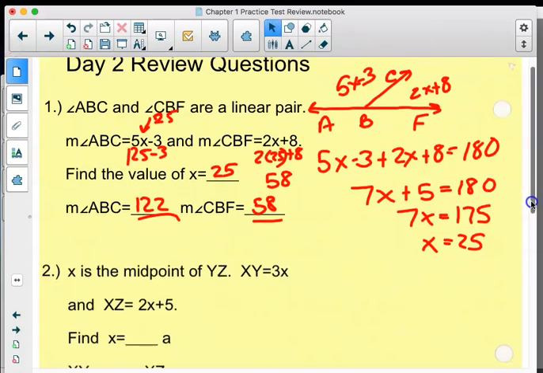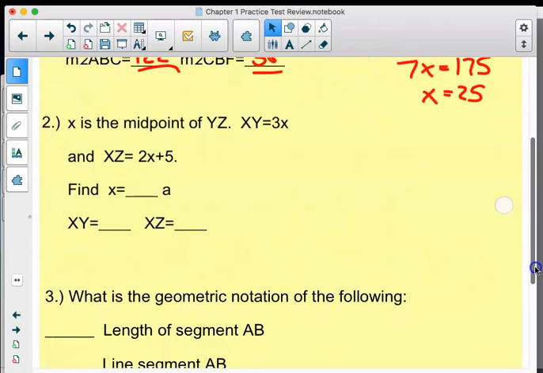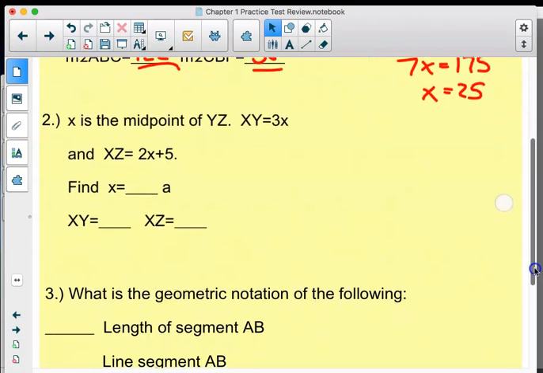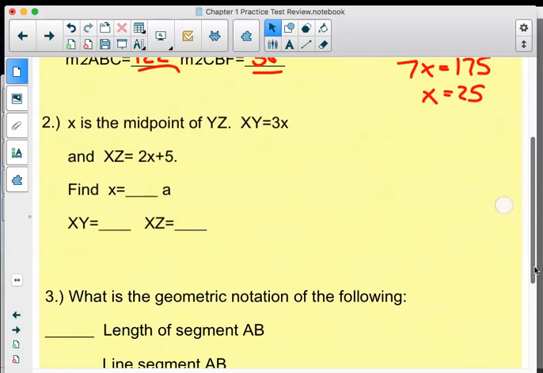Next, okay, x is the midpoint of YZ. XY is equal to 3x. And XZ is equal to 2x plus 5. Find x, find XY, and find XZ. Please draw a segment that represents this question and answer it, please. Okay, we got it going on. Hopefully you turned me off and you turned me back on.